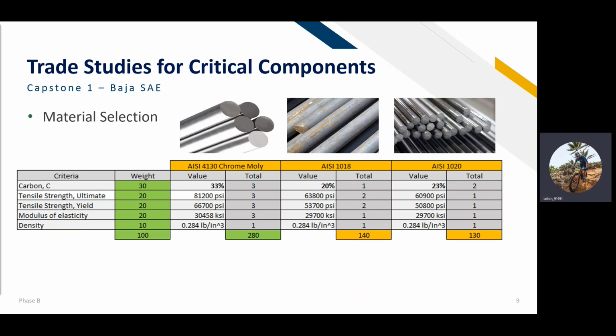For the selection of the material, these 3 alternatives were considered according to the reference found. They are compared with the following criteria: carbon percentage, tensile strength, ultimate and yield, modulus of elasticity, and density. As you can see, the highest score was for the chromoly, with a score of 280.